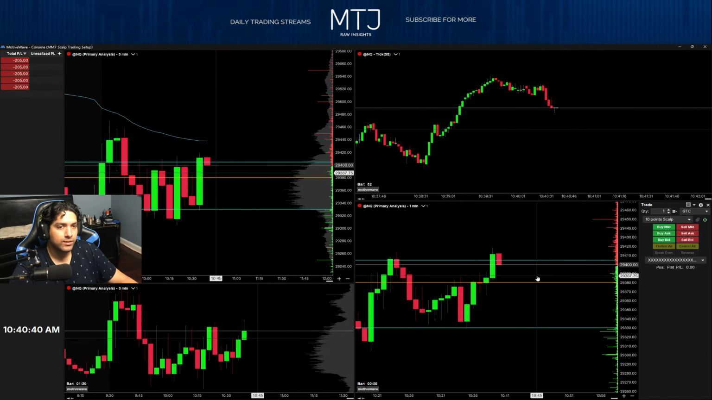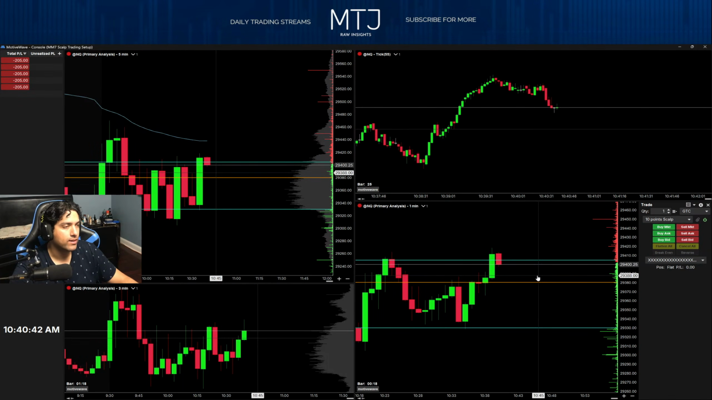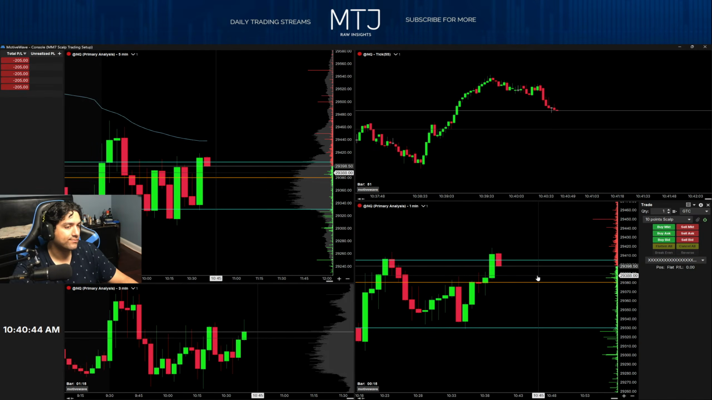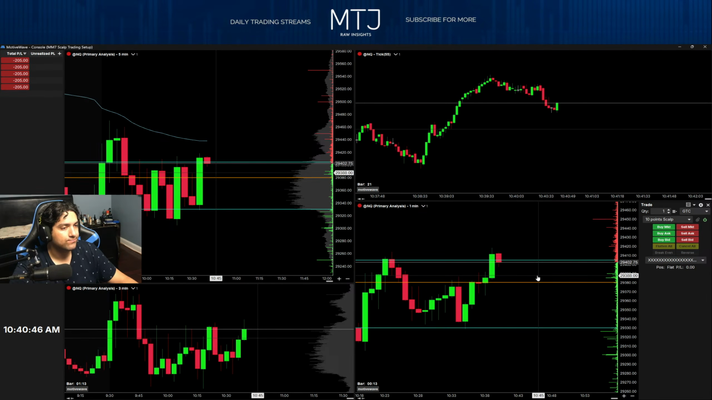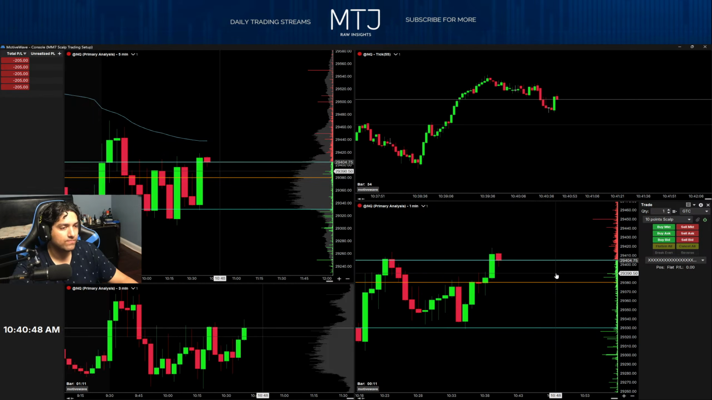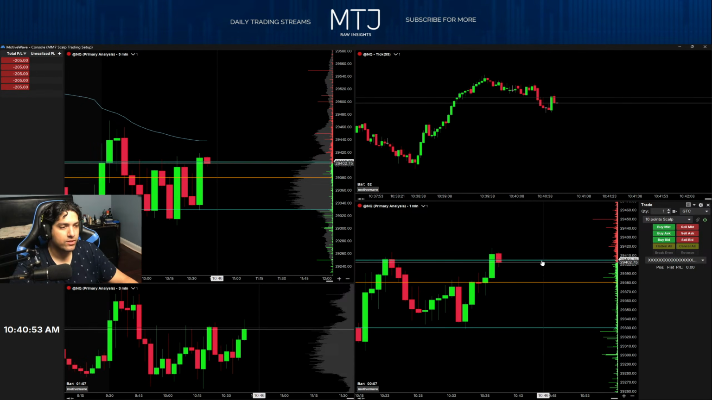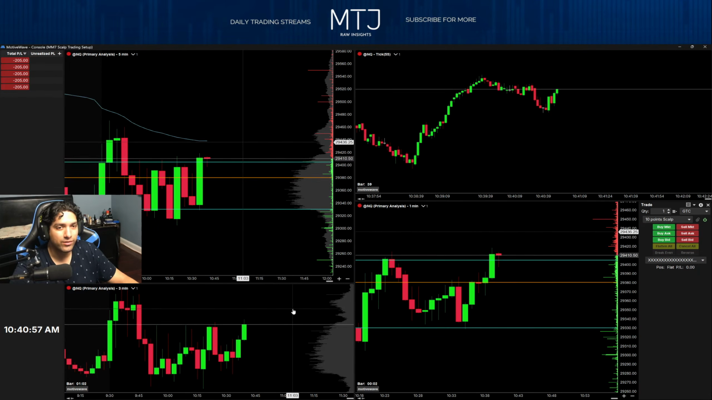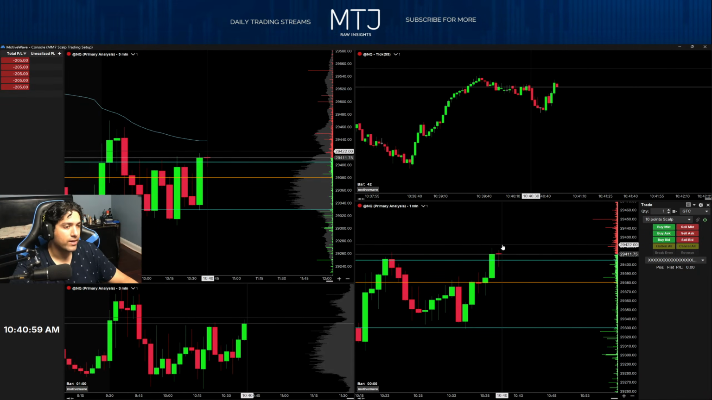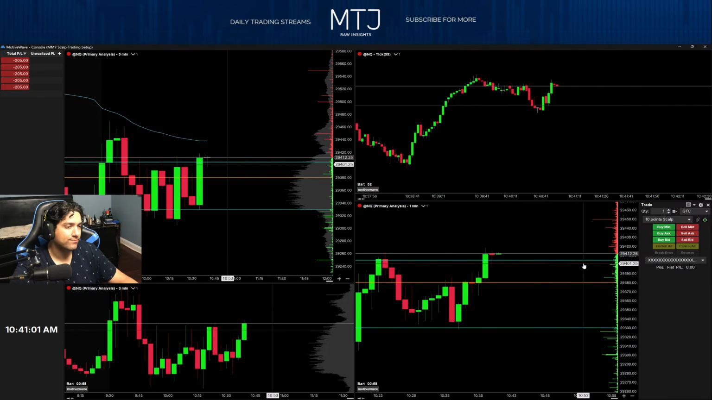Let's see. Going back down right now. Value area high. I think we probably go back down into the range, honestly. This could also be a value area high to the VWAP kind of movement. I don't know why I doubt that though.